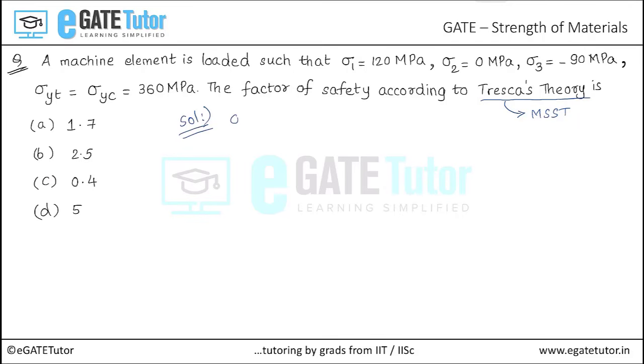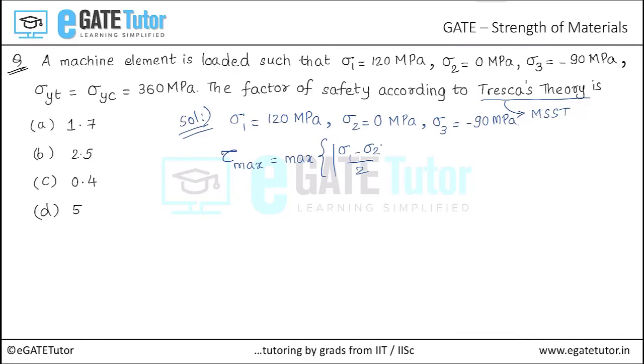We are given sigma 1 is equal to 120 megapascal, sigma 2 is equal to 0 megapascal, and sigma 3 is equal to minus 90 megapascal. Now we have to calculate the maximum shear stress. Maximum shear stress is nothing but the maximum of the absolute values of (sigma 1 minus sigma 2) by 2, or (sigma 2 minus sigma 3) by 2, or (sigma 3 minus sigma 1) by 2.